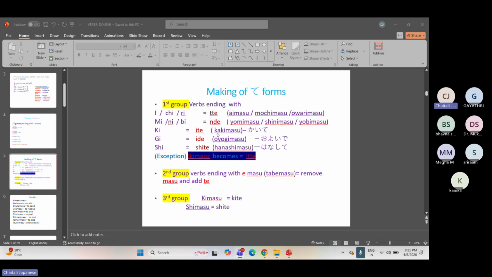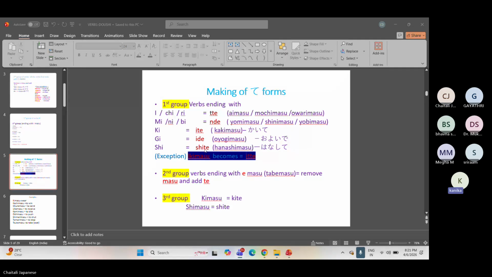So oyogimasu will become oyoide. You are replacing this gi with ide, so oyo remains as it is. Hanashimasu will become hanashite. Because you're replacing this, you are deleting masu. So hanashi, you are replacing the shi with shite. So hanashite.